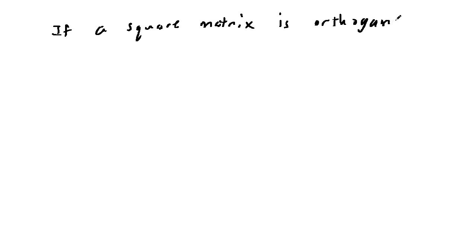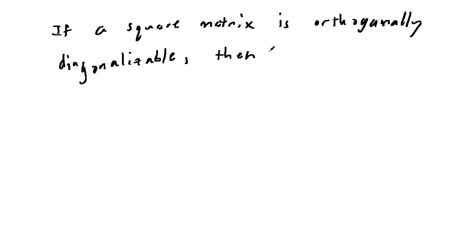We've said that a symmetric matrix is orthogonally diagonalizable. The converse is also true. If a square matrix is orthogonally diagonalizable, then it is symmetric.